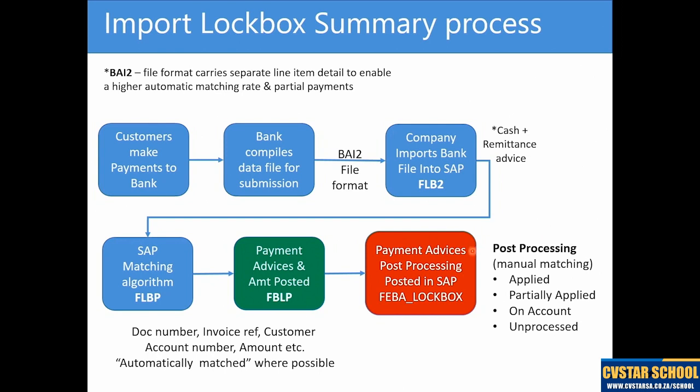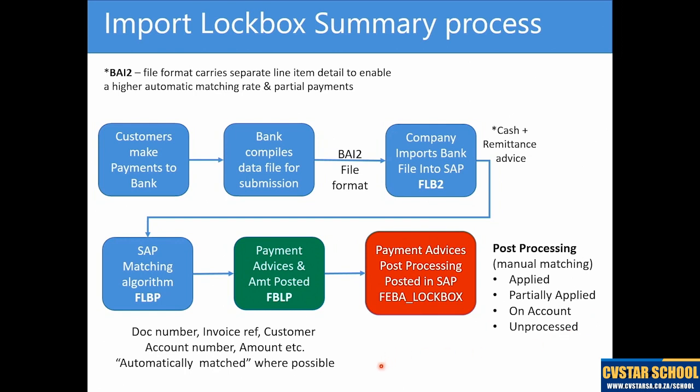So during this post-processing phase, when you originally import this file, if everything matches, the incoming payments from the file will be applied automatically to the invoices, and you don't have to do anything. They'll be posted, matched, and cleared. If something only partially matches, something could be partially applied. If something can identify the customer account number, but not any other information on the invoice, it's then called on account processing.